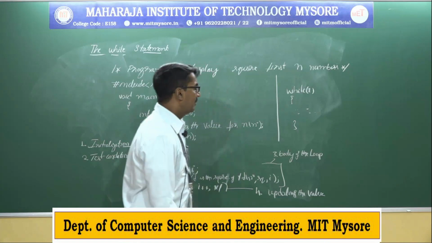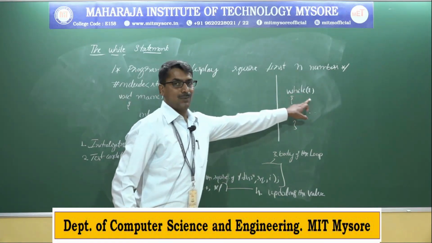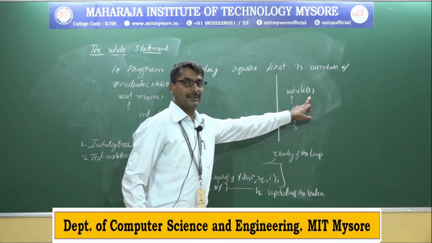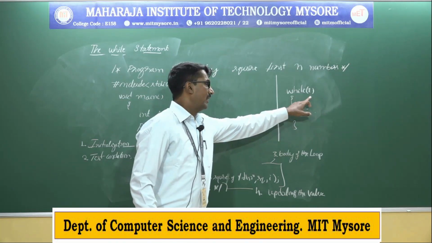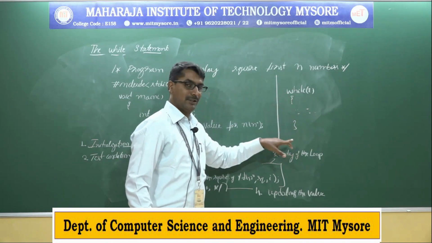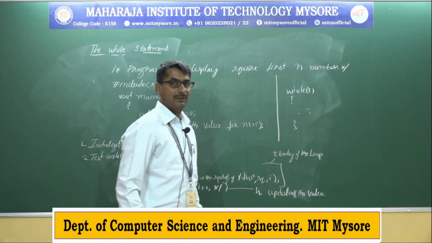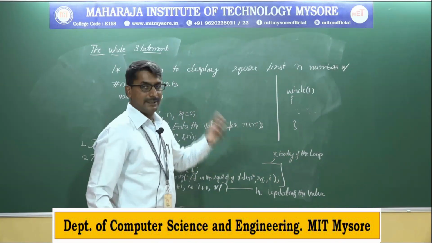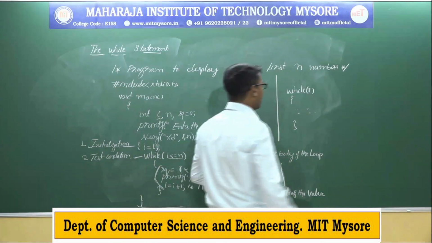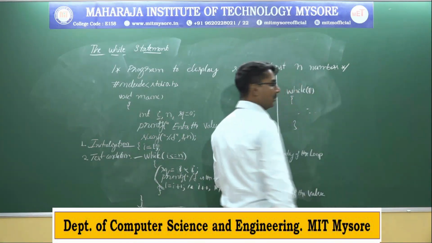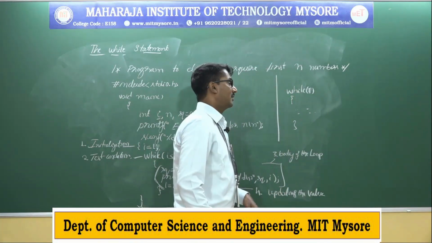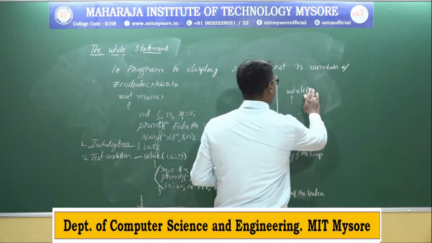If you write a while statement like this, while 1, 1 indicates true. So this loop will execute an infinite number of times. If you specify 0, the while loop will not execute, because 0 indicates false.